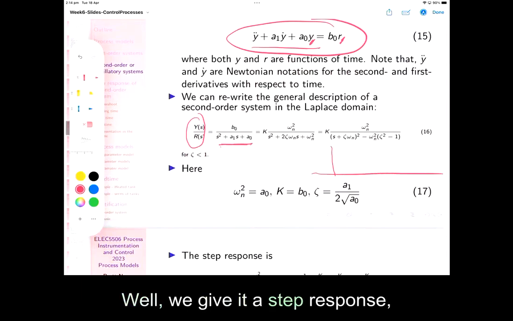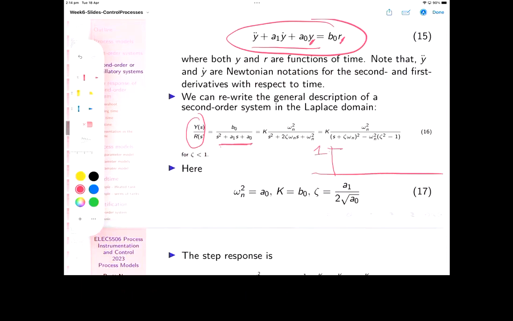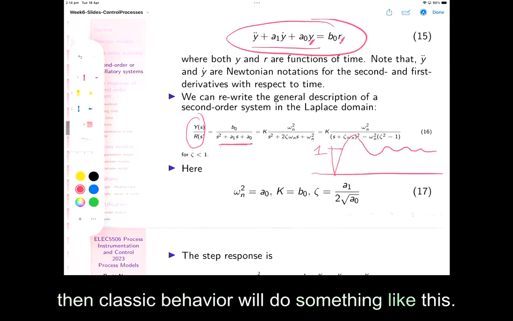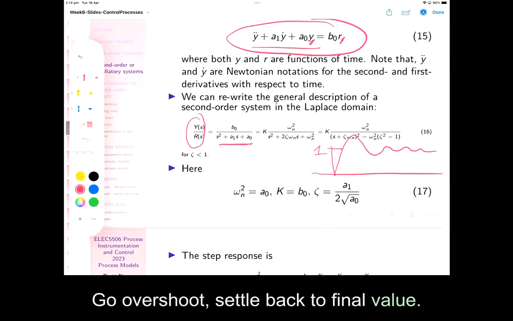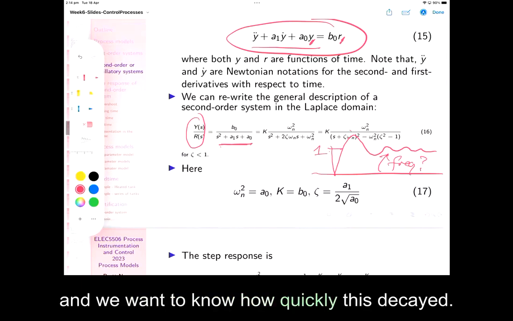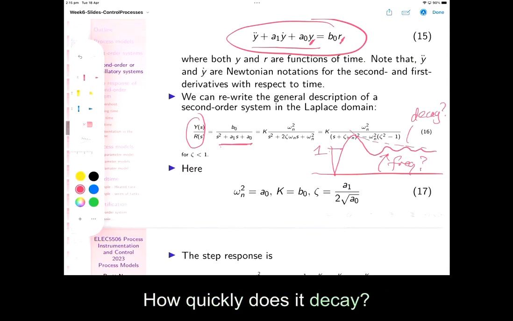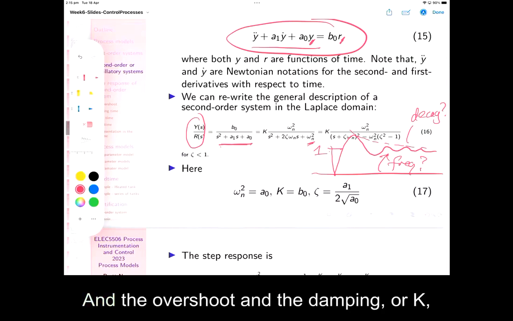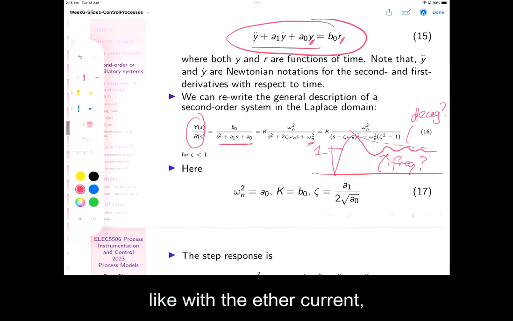Well, if we give it a step response, going up to 1, then the classic behavior will overshoot and settle back to the final value. So we want to know what the frequency of this is, and how quickly it decays. The frequency is related to the natural frequency, and the overshoot and the damping, or decay, should tell you something about how quickly it settles.